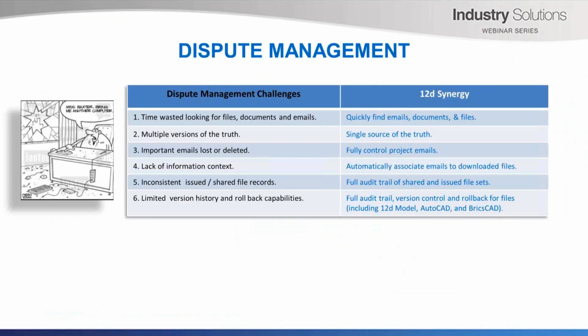Often there's a lack of information context. For example, we may not be aware of email communications that are related to a specific data file or drawing. In some cases, issued files, transmittals, and files shared by Dropbox or by other means may not be properly tracked. Last, there's often no easy way to view a file's history or to roll back to previous versions.